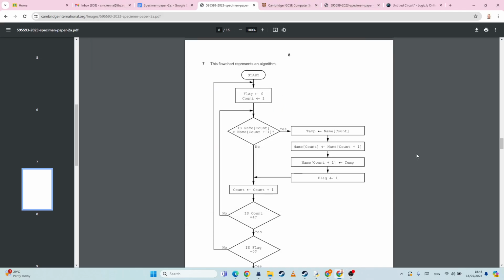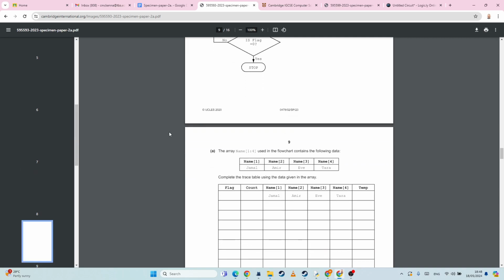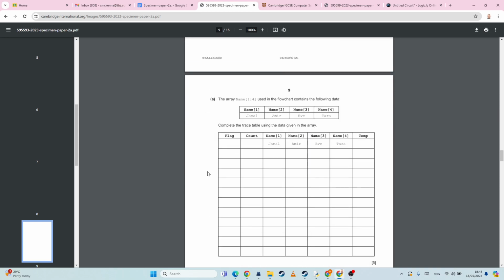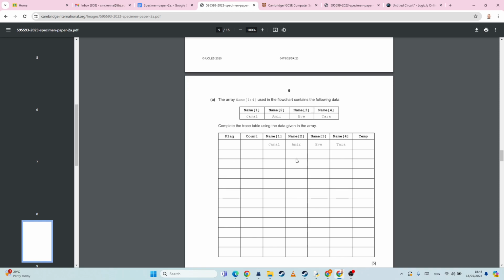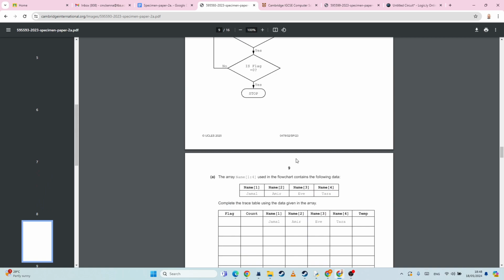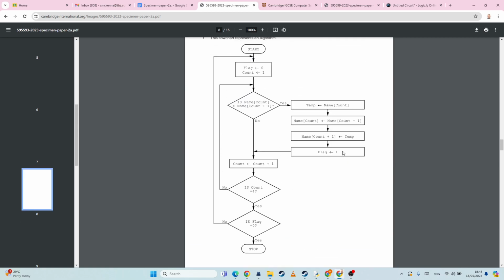Okay, so on to question 7. Now this is flowcharts and trace tables. Okay, so trace tables usually come up at least once in the exams, and they're reasonably easy marks. This one's a bit trickier, I'd say, than your average one. But the secret to them is to not freak out.